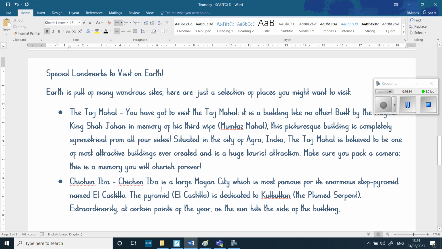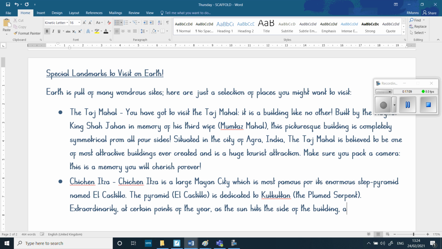That's actually three openers there. Extraordinarily is the fronted adverbial of manner. Time opener: at certain points of the year, and then as is a subordinate conjunction. As the sun hits the side of the building. Don't put a full stop because that's not a sentence yet. It's just the opening of the sentence.